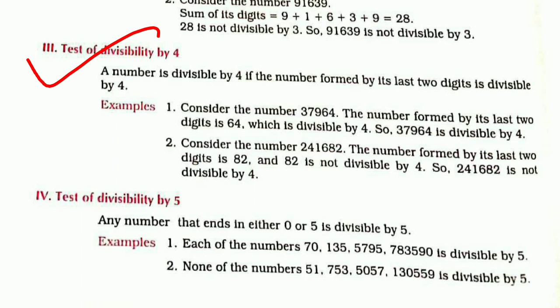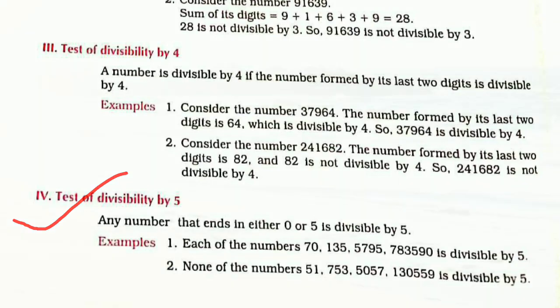Now the test of divisibility by 5. Any number that ends in either 0 or 5 is divisible by 5. If the last digit is 0 or 5, then we can say that this whole number will divide by 5. You can see the example also. Each of the numbers 70, 135, 5,795, these all end with the digit 0 or 5. So hence all the numbers are divisible by 5.